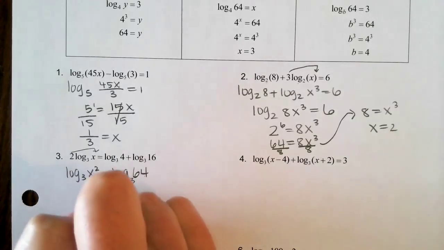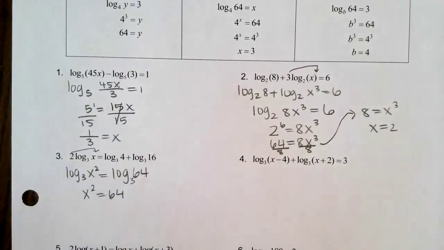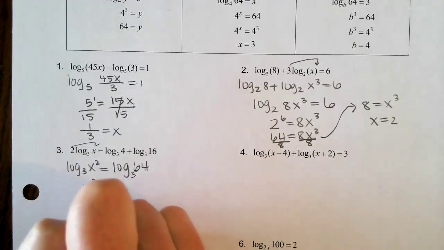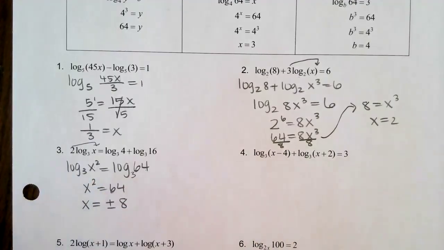So I get x squared is equal to 64. I take the square root of both sides, and so x is equal to plus or minus 8. Now, I do have to verify that this works because it is the solution for this quadratic. We know that, but we need to make sure that it works up here.